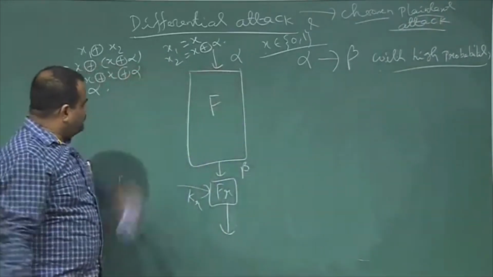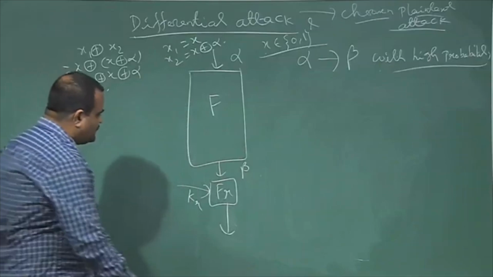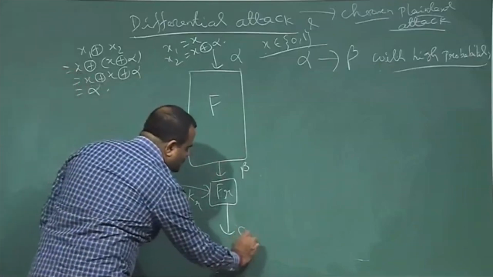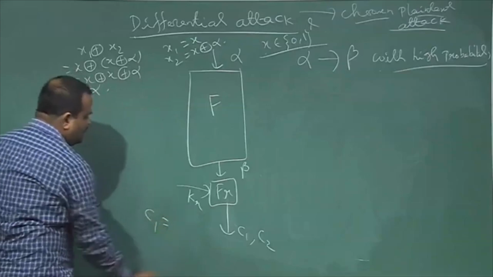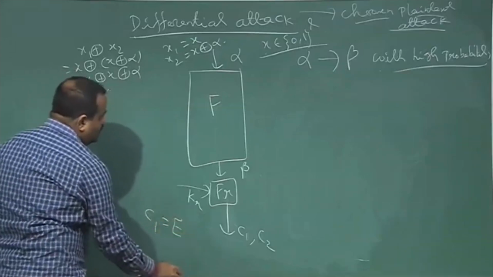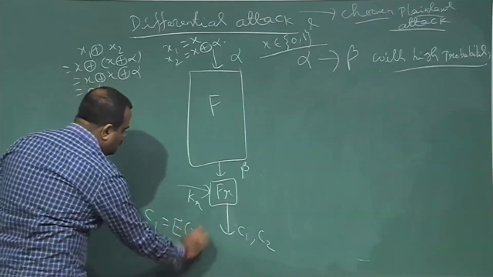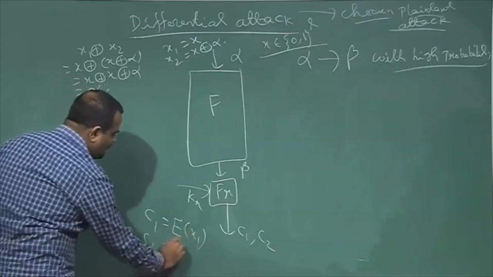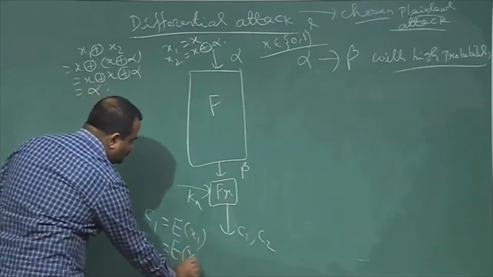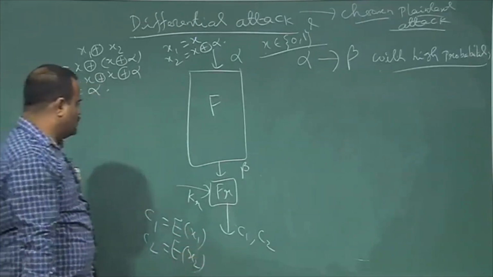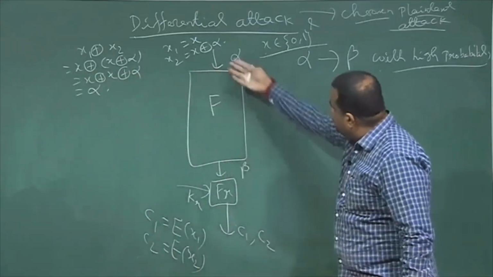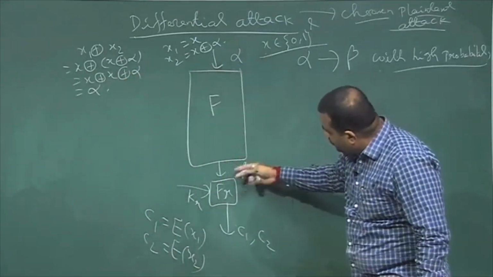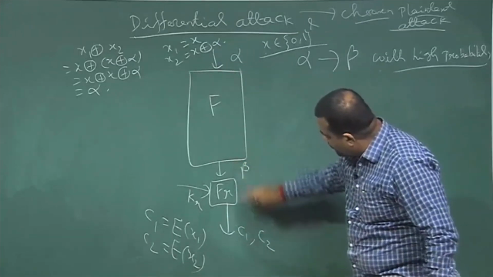So, we choose these two plain texts. Under this chosen plain text attack, we get the corresponding ciphertexts C1 and C2. C1 is basically the encryption of x1 and C2 is the encryption of x2. Now we know the input difference is alpha, and we know the output difference of f will be beta, but we are here.